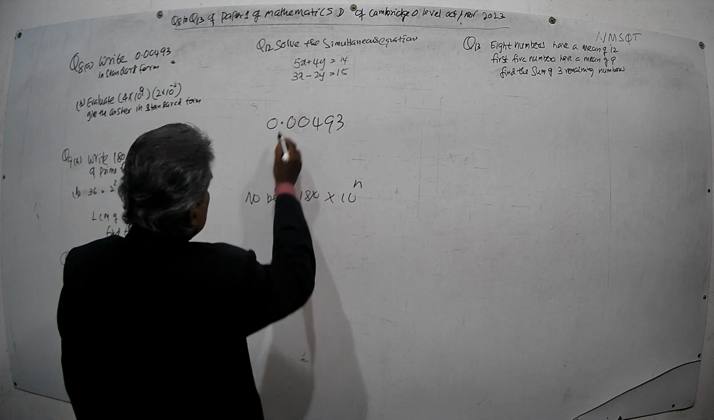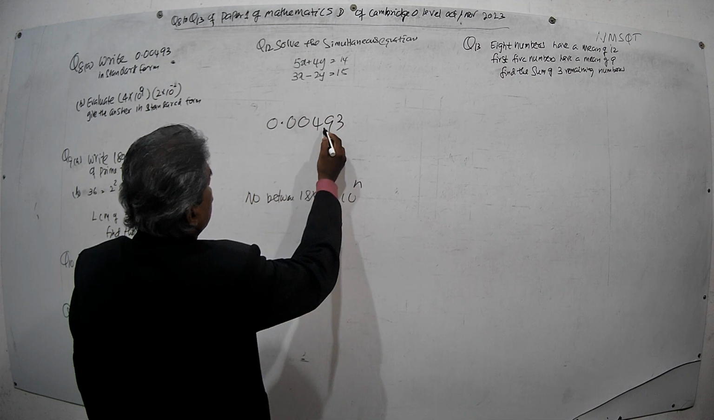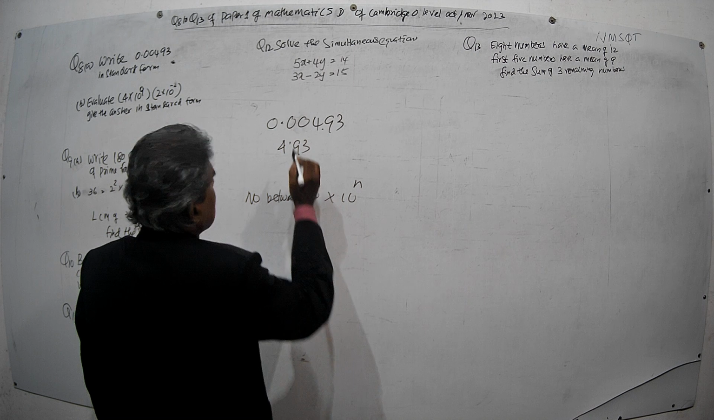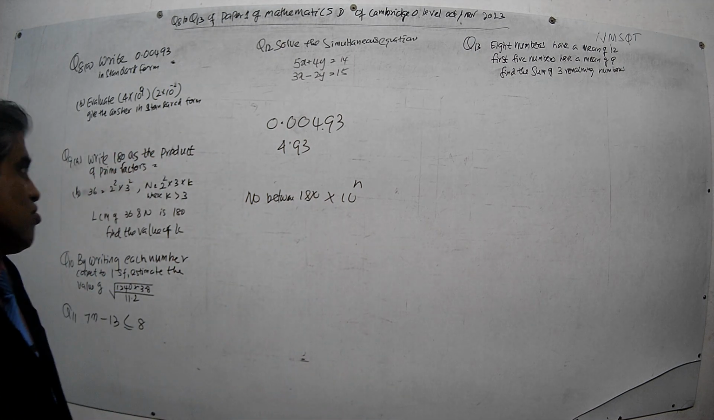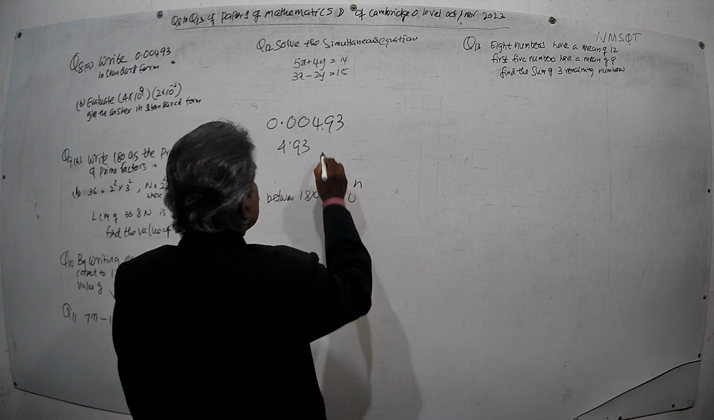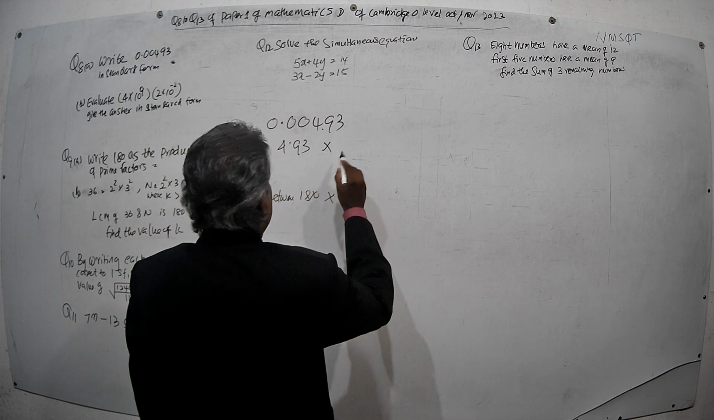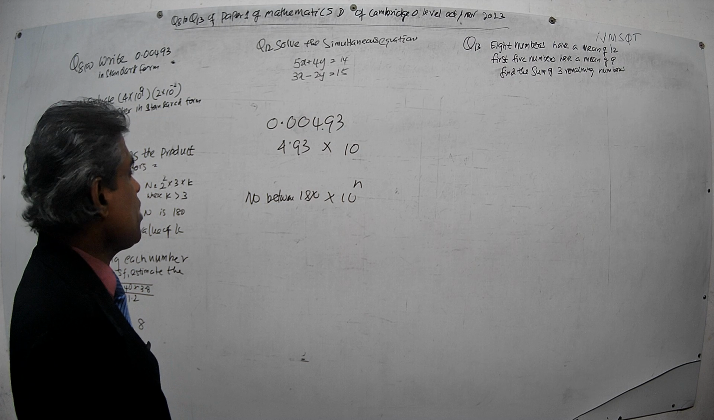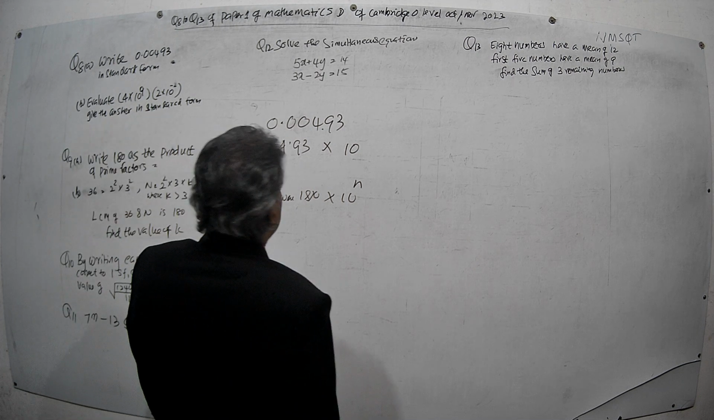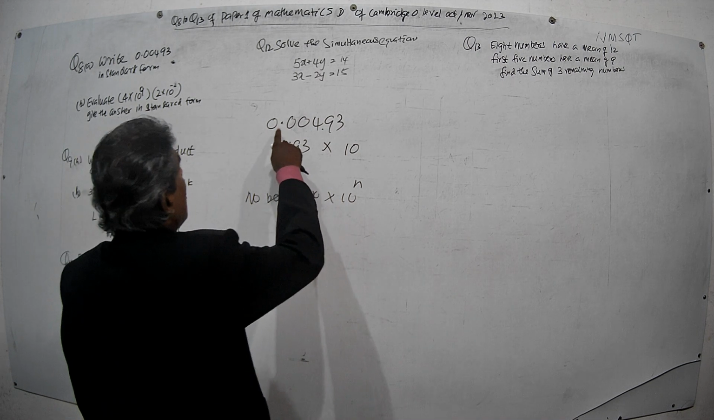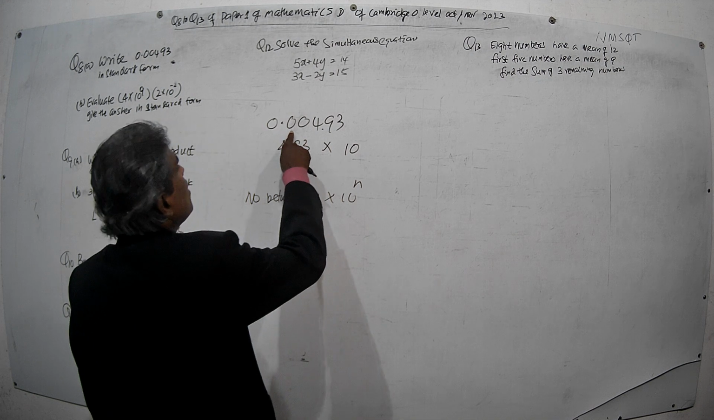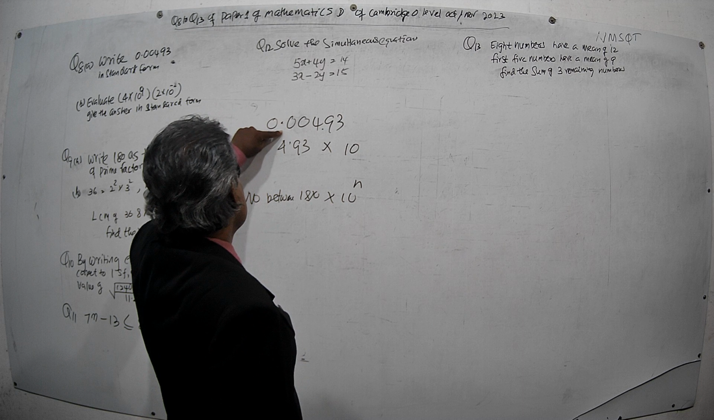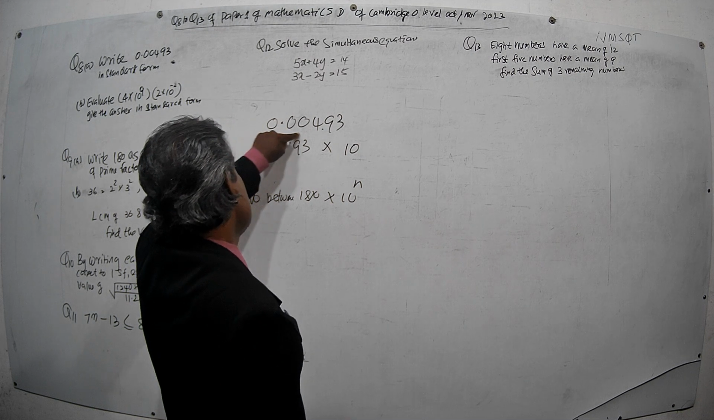For doing that, we have to move this decimal point 1, 2, 3 up to this point. Then if you write this as 4.93, it is now a number between 1 and 10. Now you have to multiply by a power of 10. How do we determine the power of 10? You consider how many decimal places have been converted into whole digits, or how many digits the decimal point has been moved rightward.